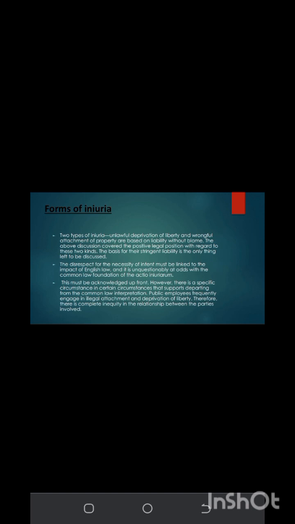The dispensation of negligence or intent must be linked to the impact of English law, and it is unquestionably at odds with the common law foundation of the actio iniuriarum. This must be acknowledged upfront. However, there are certain circumstances that support departing from common law interpretations. Public employees frequently engage in illegal attachment and deprivation of liberty. Therefore, there is complete inequity in the relationship between the parties involved.